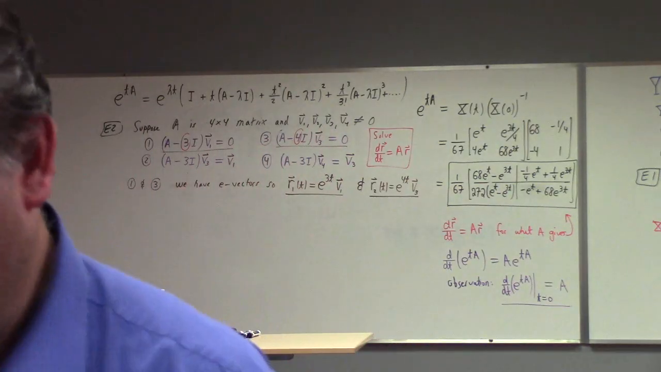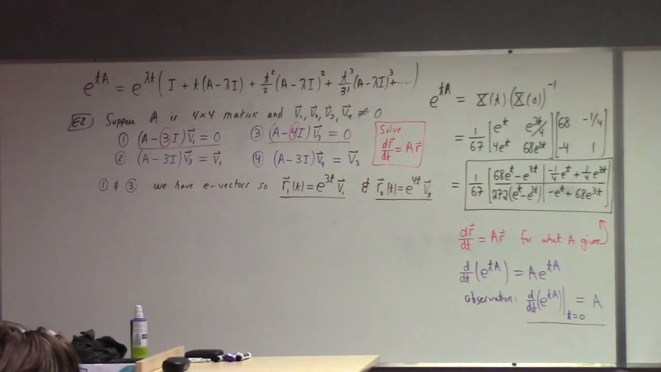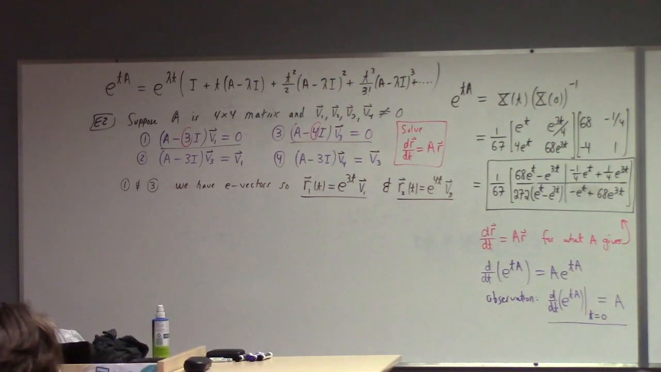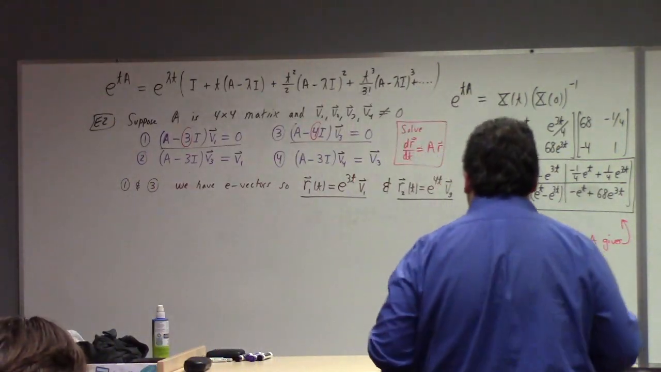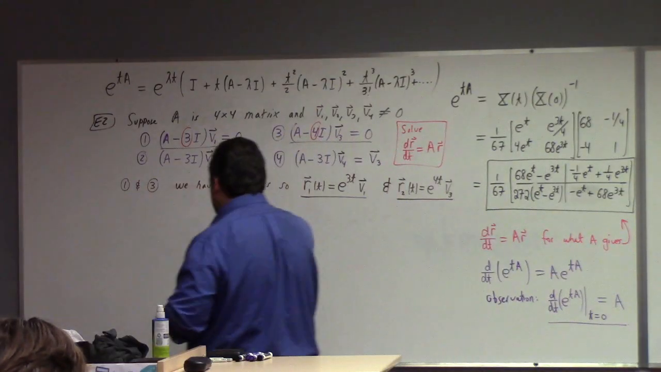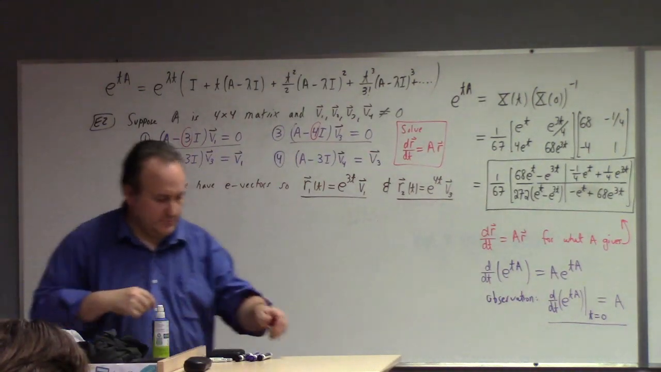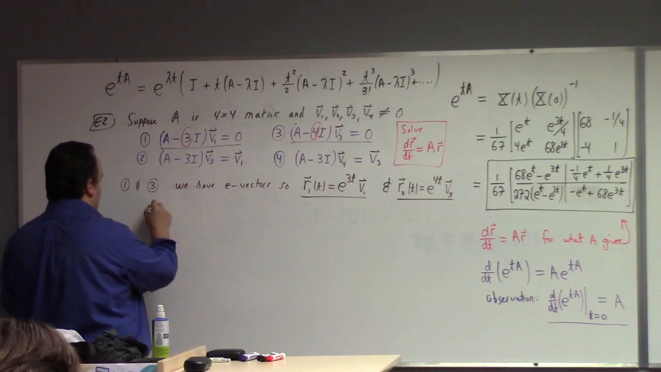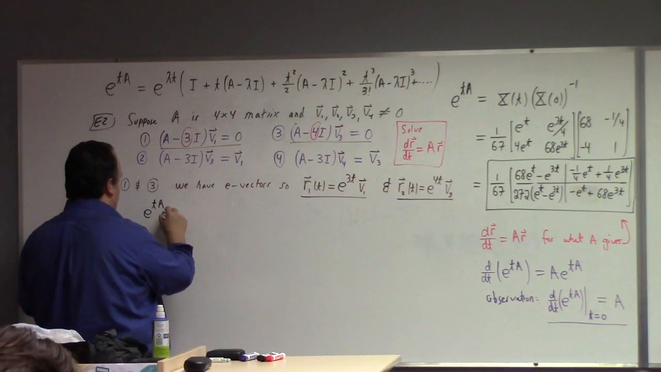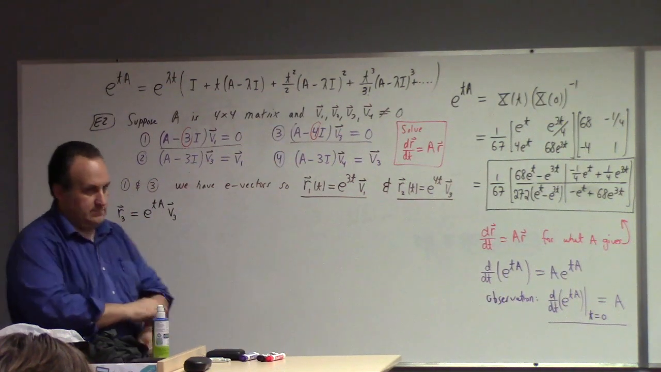All right. So let's try to understand what we should do with the next one. Let's try to process number 2. Let's work on number 2 here. In other words, what I want to do is to calculate e to the tA times v3. I'm going to call that my third solution. R3 is equal to that.